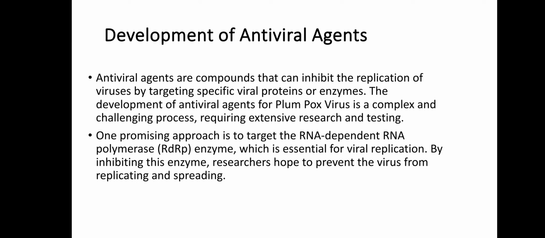The next point is development of antiviral agents. Antiviral agents are compounds that can inhibit the replication of the virus by targeting specific viral proteins or enzymes. The development of antiviral agents for Plum pox virus is a complex, challenging process requiring extensive research and testing. One promising approach is to target the RNA-dependent RNA polymerase enzyme, which is essential for viral replication. By inhibiting this enzyme, researchers hope to prevent the virus from replicating and spreading.